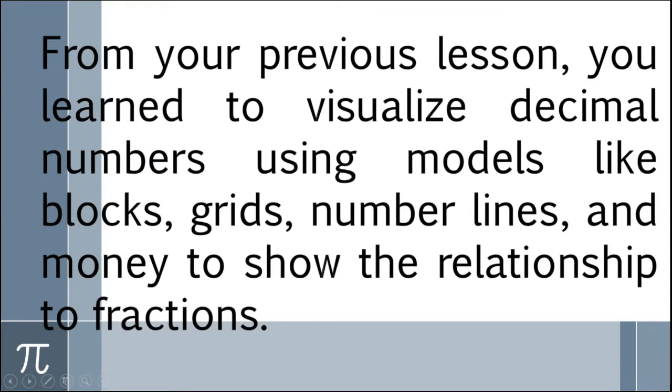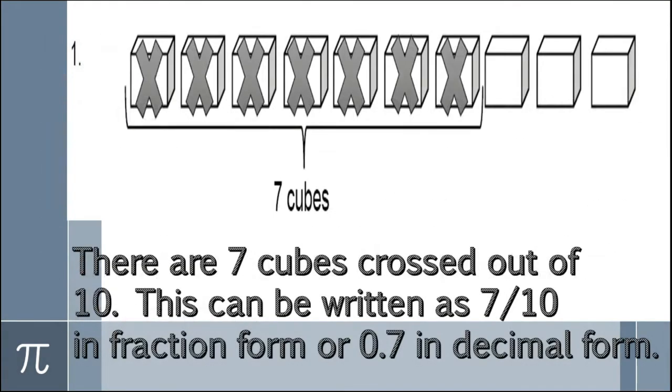From your previous lesson, you learned to visualize decimal numbers using models like blocks, grids, number lines, and money to show the relationship to fractions. Ito yung pinag-aralan nyo noong nakarang linggo, okay? So, example, meron tayong 10 cubes and 7 cubes are crossed out of 10. So, it can be written as 7/10 in fraction form. Or 0.7 in decimal form.